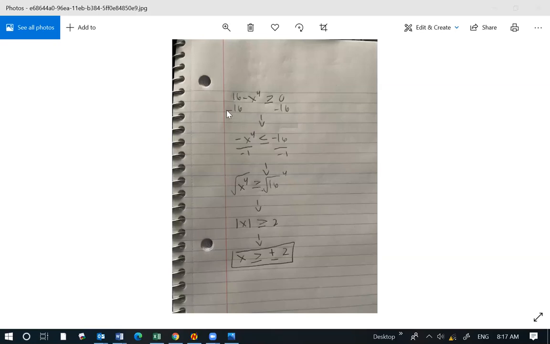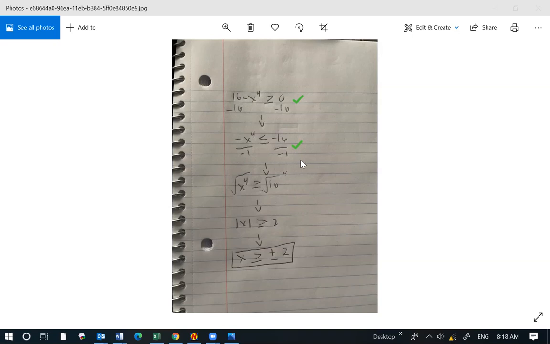Okay. First, he subtracted 16 on both sides. You get negative x to the power 4 less than or equal to, well, it should be greater than or equal to negative 16. And then he divided both sides by -1 and he switched the direction. He actually did it right, from this step to the next step. Okay, any questions? He did not make that mistake which often happens. Okay, that's good.